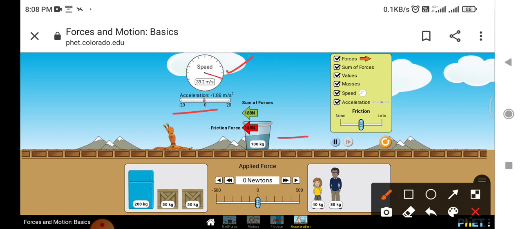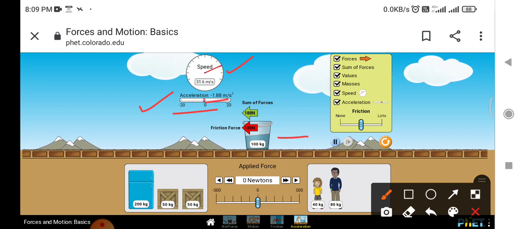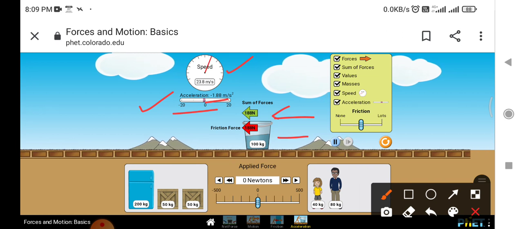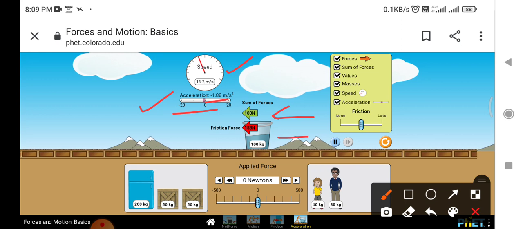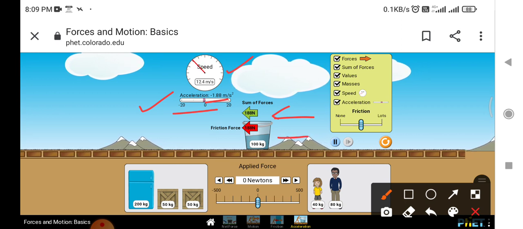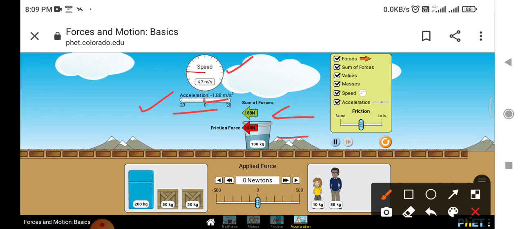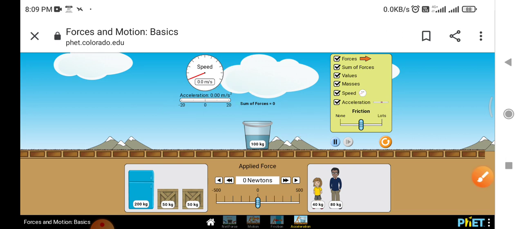Now watch carefully. Here the acceleration is in the negative direction. That means the object is moving in the opposite direction of the applied force. It shows that the acceleration is decreased and the acceleration goes to 0. If the speed is 0, the acceleration reaches 0. See, the acceleration reaches 0.